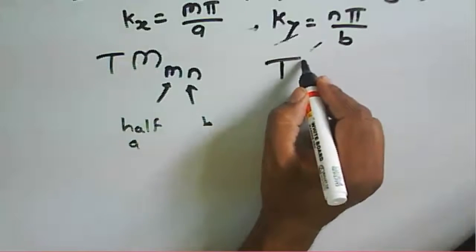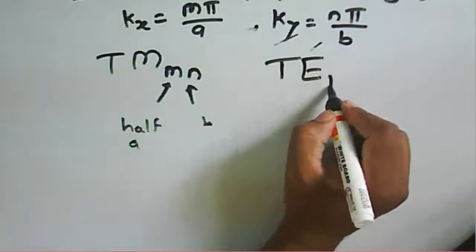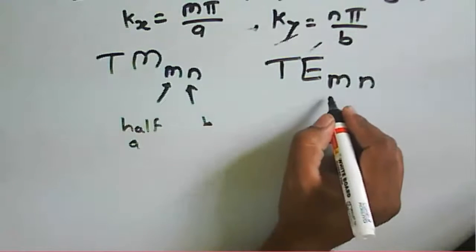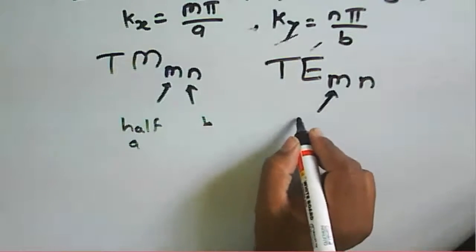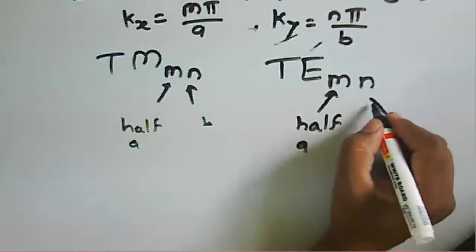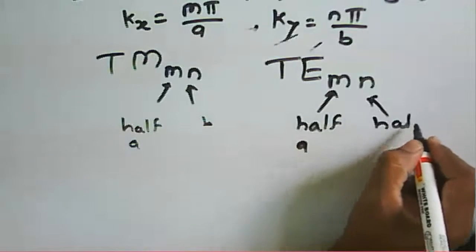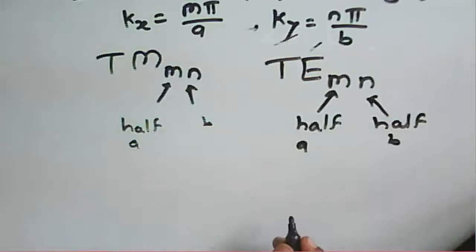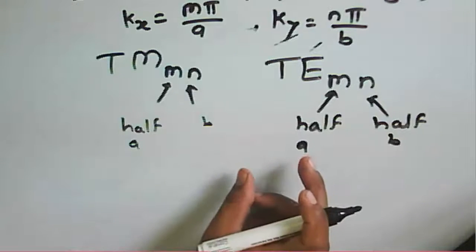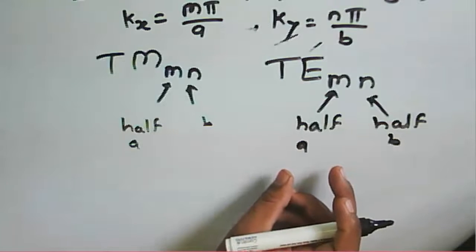Similarly, a TE wave also has the m and n components. Again here it is the same. It has half cycle variation along a, and again half cycle variation along b. So that is the half wave variation along a and b.